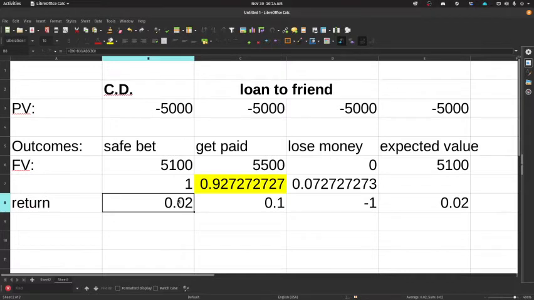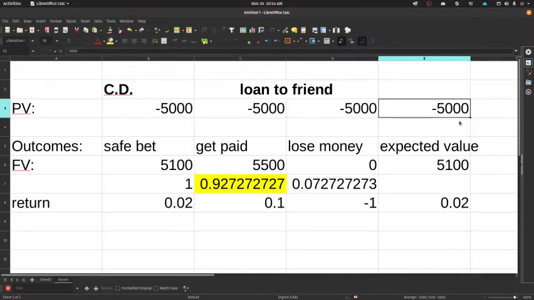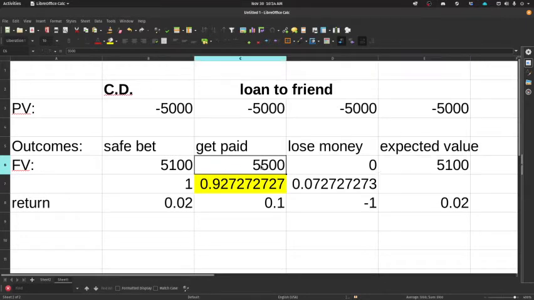So our question said, assuming this loan to your friend has a risk-adjusted return equivalent to the CD, right? So this return, where we're saying you are losing $5,000 up front and you expect to get 5,100 back, you don't actually expect to get 5,100 back, right? You're either going to get 5,500 or 0, but your probability-weighted average return is 5,100. And that would be the case if there is a 92.7272727% chance that your friend is able to pay you back. So how do we find that?